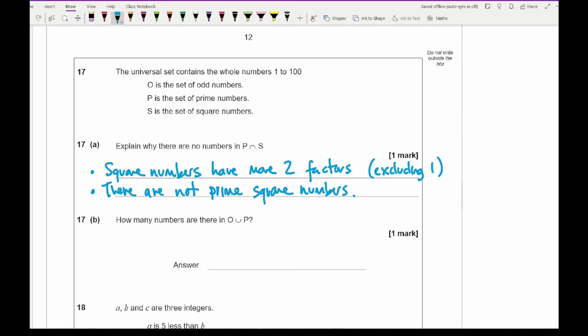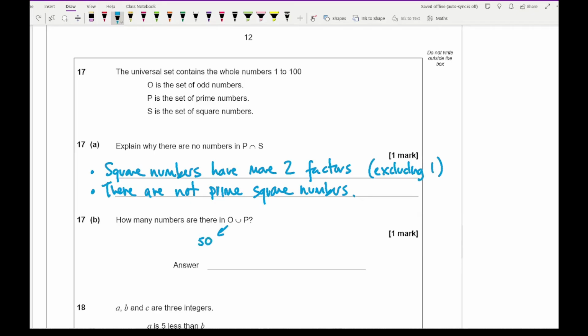Question 17b says, how many numbers are there that are O or P? Now, you might be thinking to yourself, for 1 mark, am I going to have to then try and visualize a number grid from 1 to 100 and try and shade in all the numbers that are odd, all the numbers that are prime? Well, if you think about it, how many numbers are odd from 1 to 100? Well, that's going to be half of them, so that's 50.